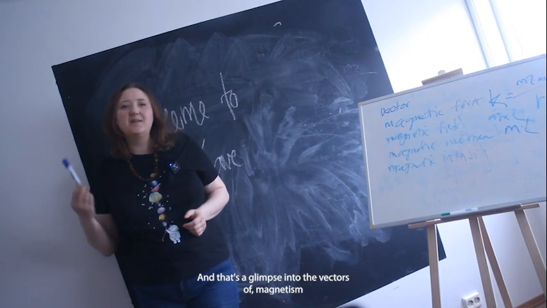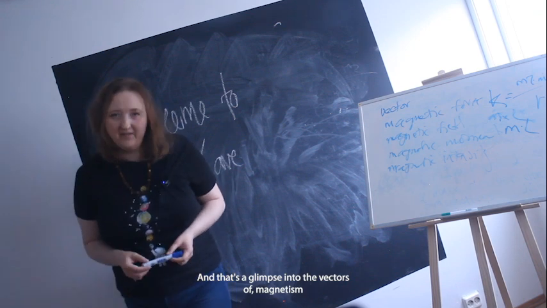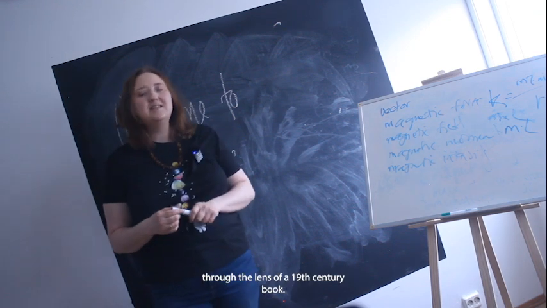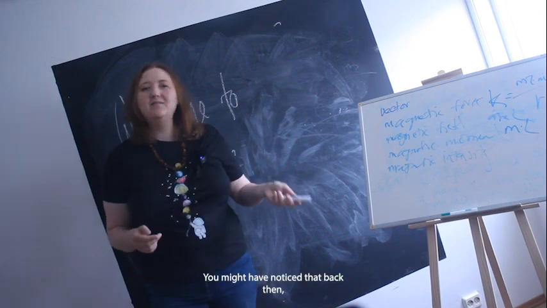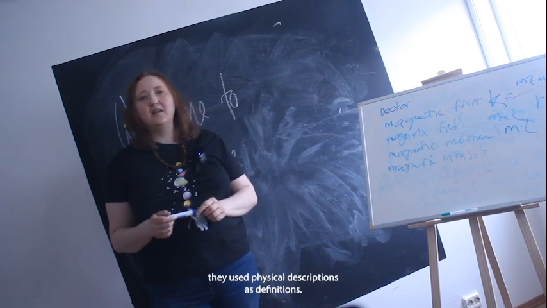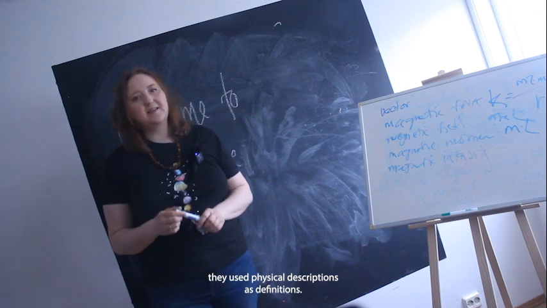Yeah, and that's a glimpse into the vectors of magnetism through the lens of an early 20th century book. You might have noticed that back then they used physical descriptions as definitions.